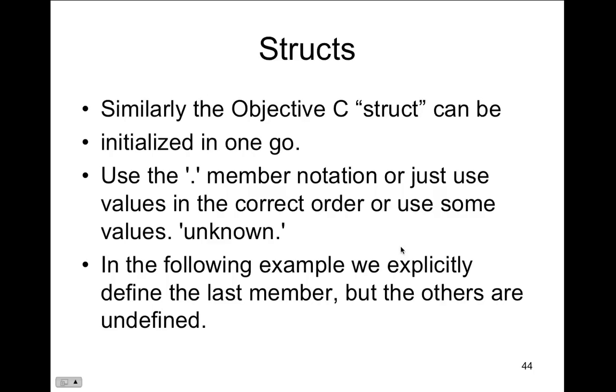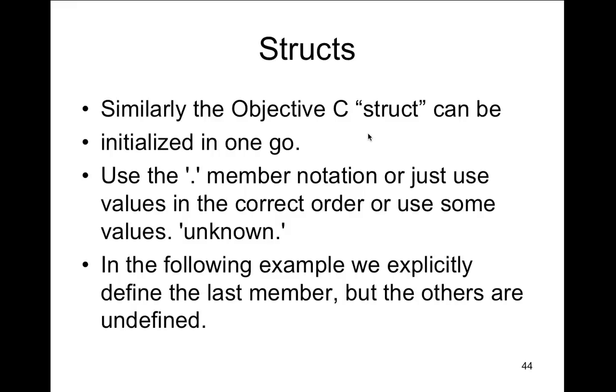So the structures, believe it or not, similar to Objective-C, the struct can be initialized on the go, in one go. You can use the dot notation, actually. So this is kind of where it's a little bit different. The method calls are using a different notation, so they're not using the dot notation. So use the dot member notation, or just use the values in the correct order, or use some values as unknown if you wanted to, which is a little different. It's a little bit more flexible than C++.